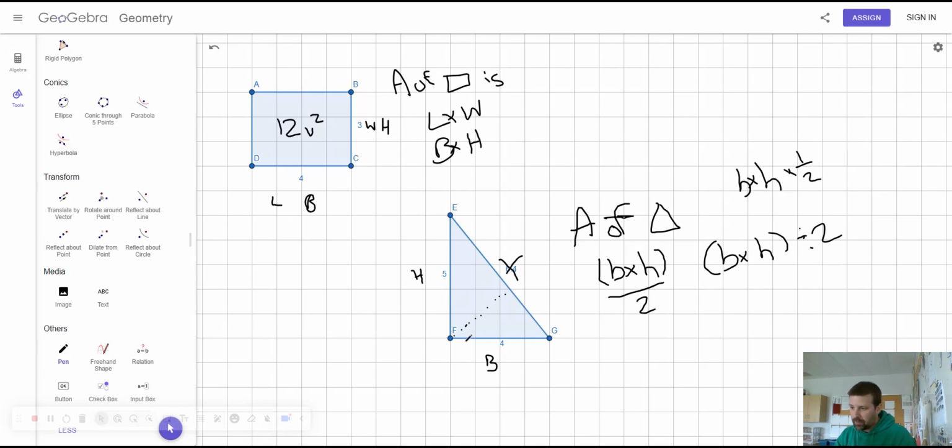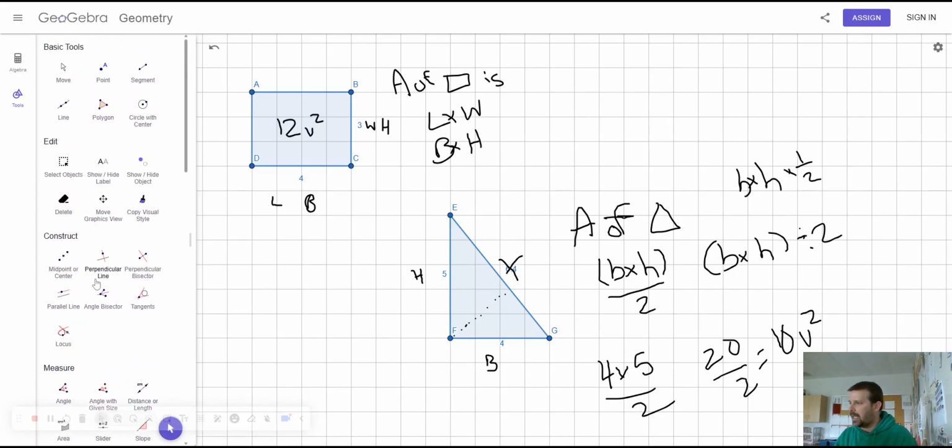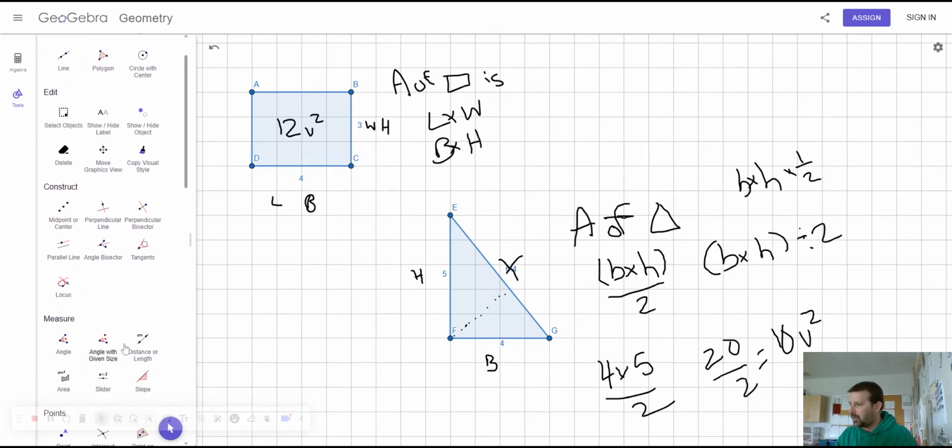5 could be the base, and 4 could be the height, if you can imagine it just shifted, but that's what I got. Okay, so just going through the formula here, 4 times 5, doesn't matter which order it goes in, divide by 2, so that would be 20, divided by 2, which is 10 units squared. Okay, so that is true. If I go back to my area measurement tool, which is over here somewhere, there it is, and I click on this shape, you will see it is in fact 10. So I did it correctly.